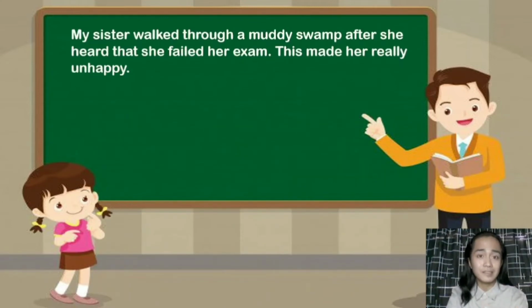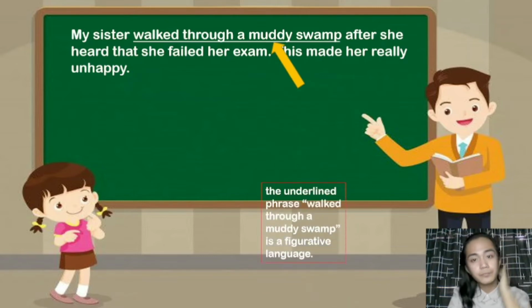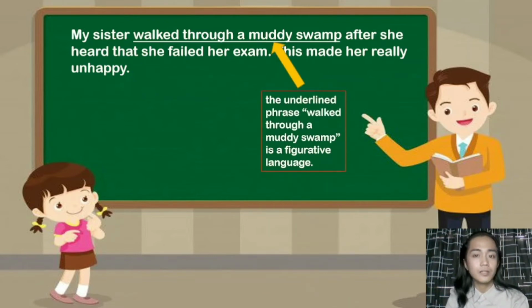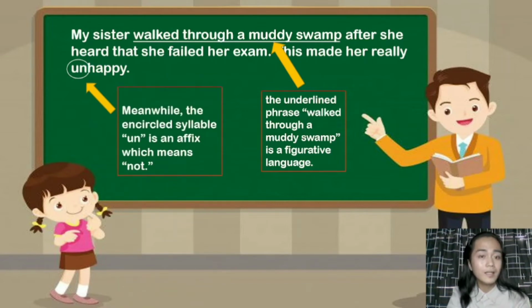Okay, so look at this one. In affixes: "My sister walked through a muddy swamp after she heard that she failed her exam. This made her really unhappy." Okay? So, ito yung underline word. The underline word is a phrase. Walk through a muddy swamp is a figurative language. While the unhappy, meanwhile, the encircled syllable un is an affix, which means not.